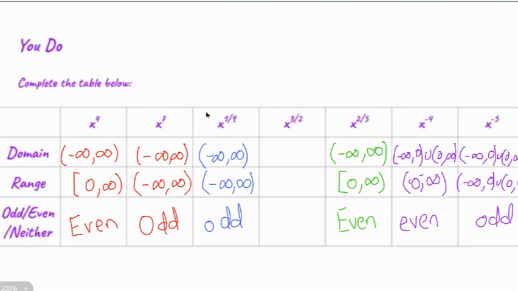Okay, so we have 0 to infinity, 0 to infinity. I feel like I'm forgetting a combination, and this is neither.